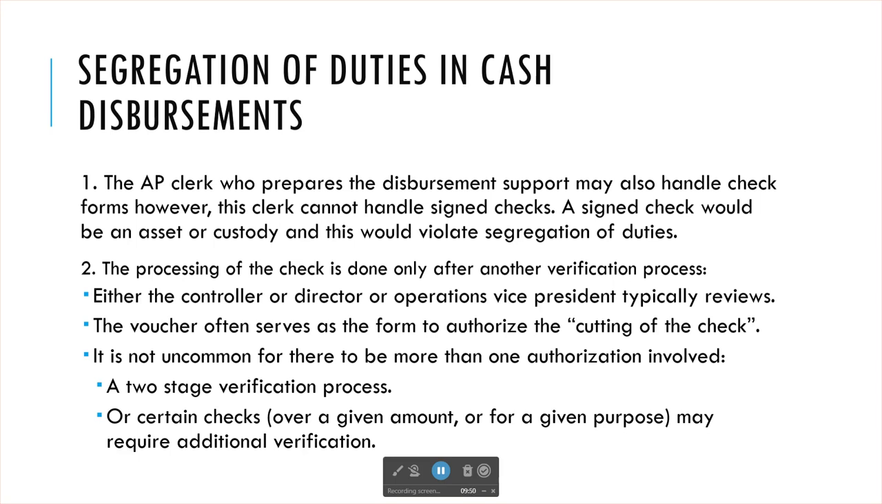At this phase, you could have more than one authorization involved. So checks over a certain amount may go on to a second person for review. Checks for certain items may go on to a second person for review. There is at least one review done as the check is processed at this point.